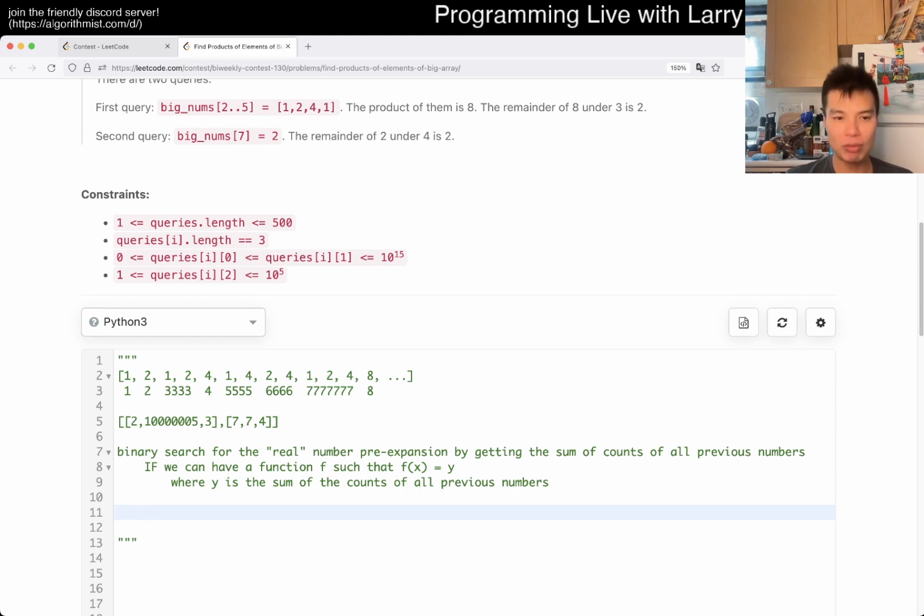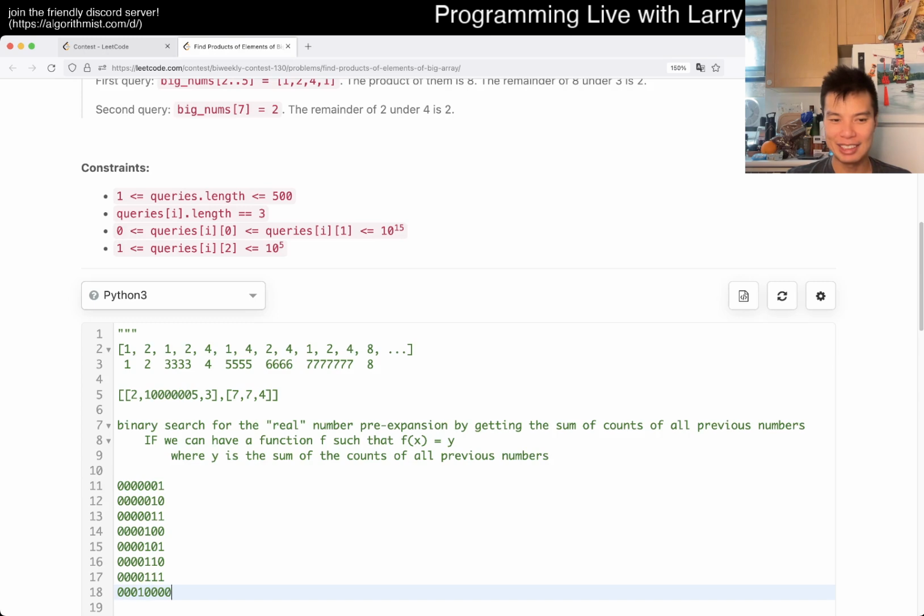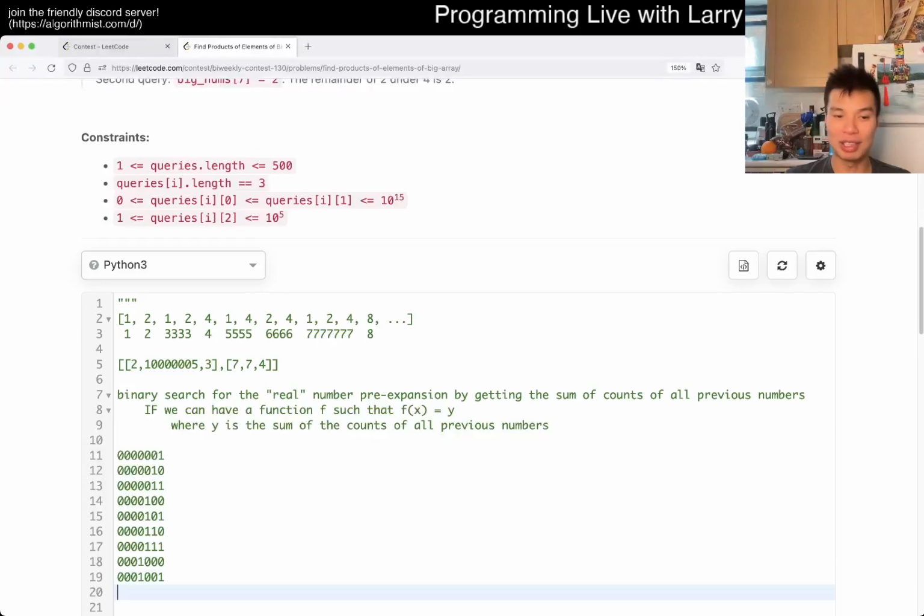So okay, so 1, what does 1 look like? This is 1, right? This is 1, this is 2, this is 3. Maybe I didn't need that many prefix zeros, but this is 4, this is 5, this is 6, this is 7, this is 8, and this is 9. I mean, there are definitely different ways of doing it, by the way.